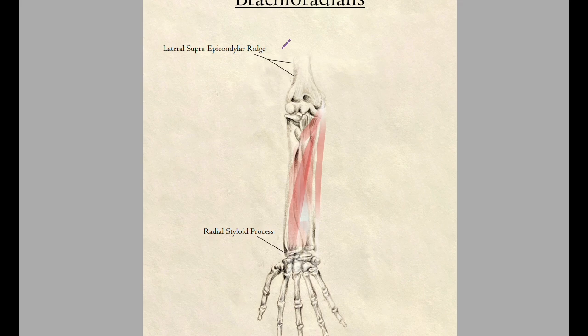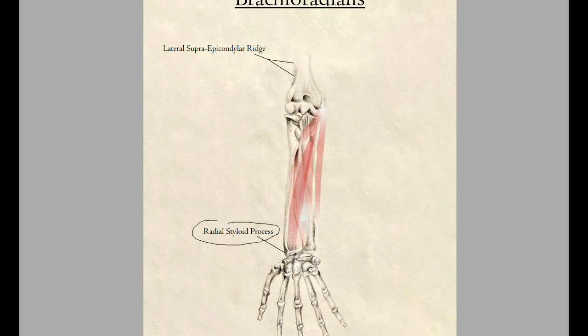Okay. And the reason being is that it doesn't flex the hand. It doesn't extend the hand either. Why? Because it never crosses the wrist joint. It has no business with the hand. It does nothing with the hand. Okay? It inserts onto the radial styloid process.